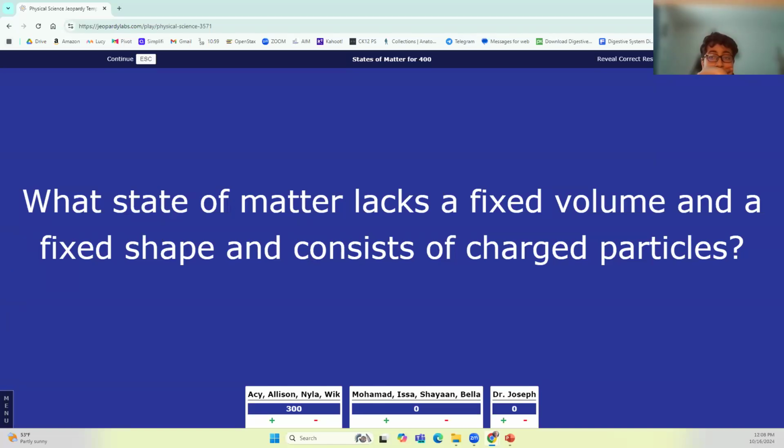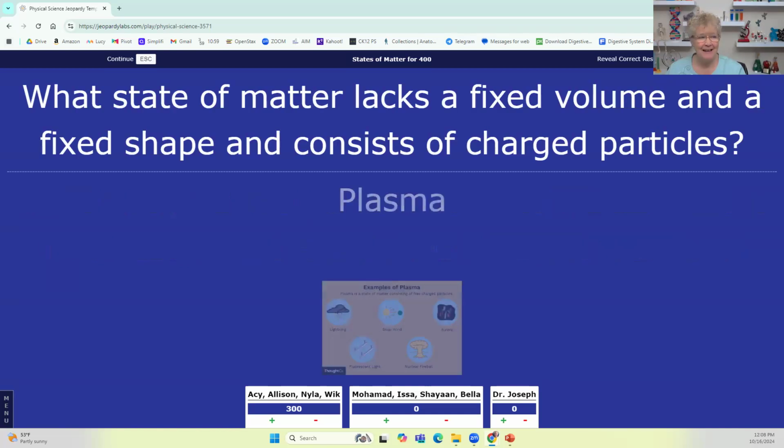Plasma? Very good. It is plasma. Excellent. There are examples of plasma: lightning, solar wind, auroras. Did any of you live where about a week ago you got to see the auroras?